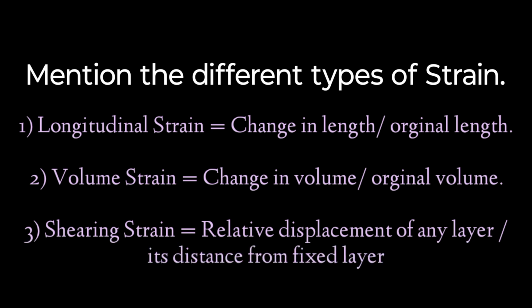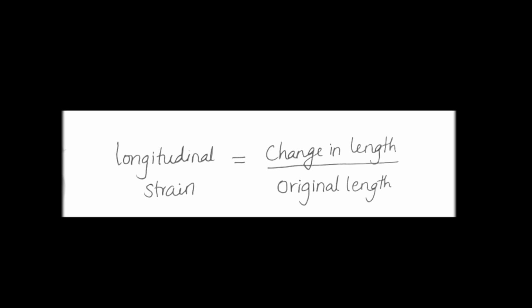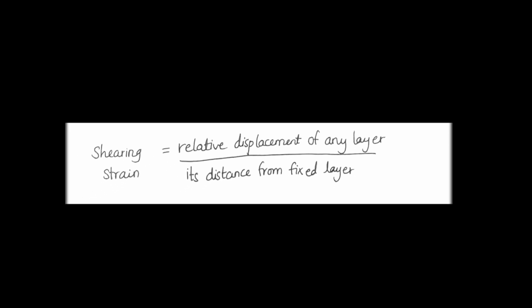Then you can be asked to define longitudinal strain or tensile strain. Your answer should be, change in length upon original length is termed as longitudinal strain. Similarly, volume strain is change in volume per original volume. And for shearing strain, the formula is the relative displacement of any layer upon its distance from the fixed layer.